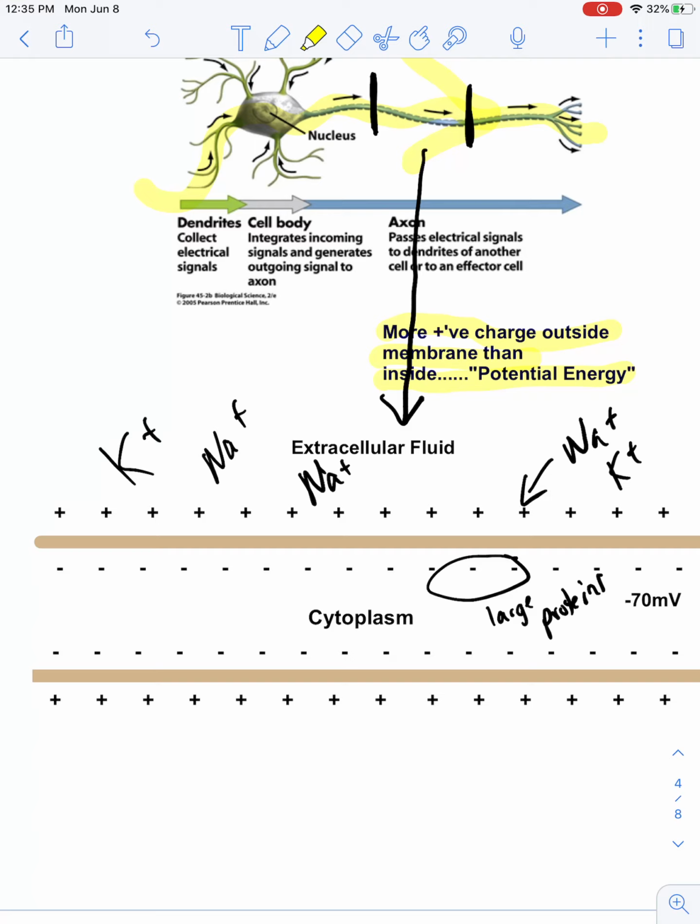Remember, a difference in charges gives us potential energy. So just a little reminder. And the positive charges on the outside are formed by the sodium ions mostly, and some potassium ions. And the negative charges inside, in the cytoplasm of the cell, there's some large negatively charged proteins. Okay?